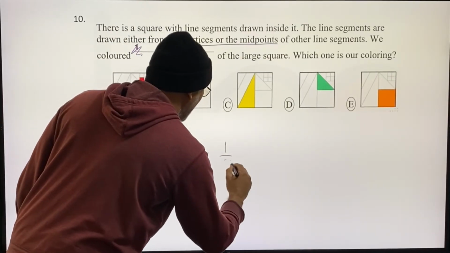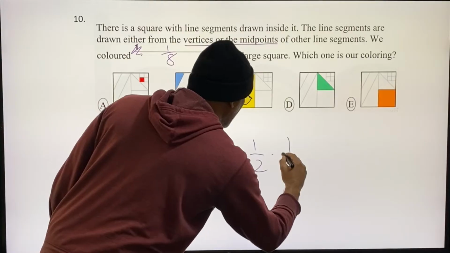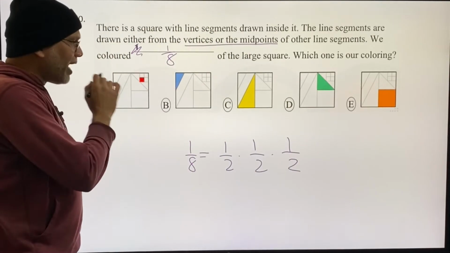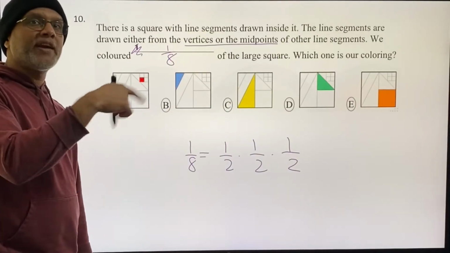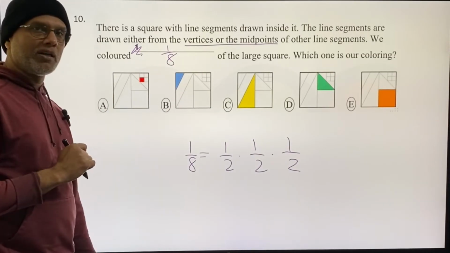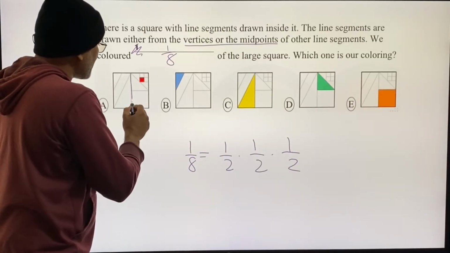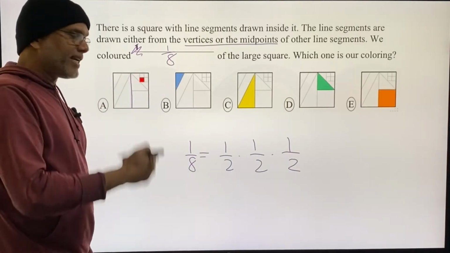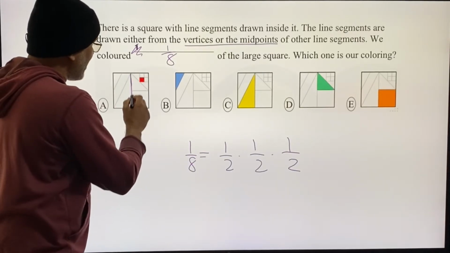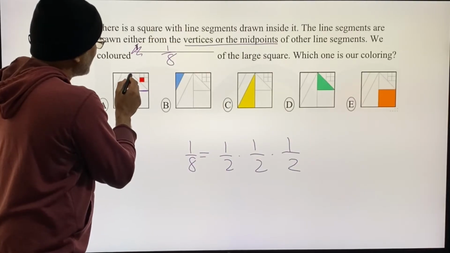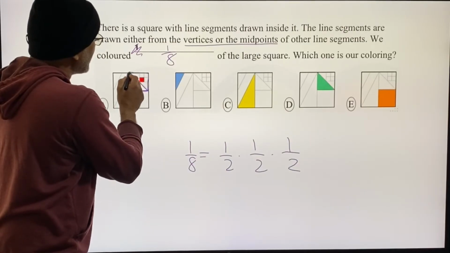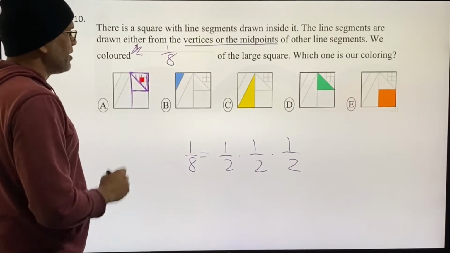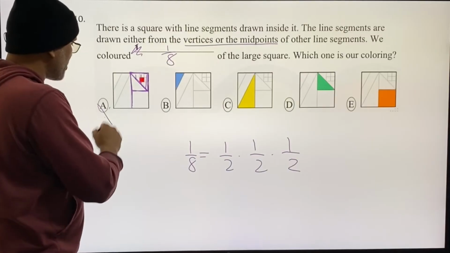So 1/8 is basically half of half of half, right? That's how we get 1/8. So I can start doing half of half of half and see if I can end up with the same area as the color. Let me first do half here. I will keep the side where the color is, right? So this is 1 time half, this is 2 times half, and this is 3 times half. I will keep this area, but as you can see, the red area is less than 1/8. So A is not going to work.